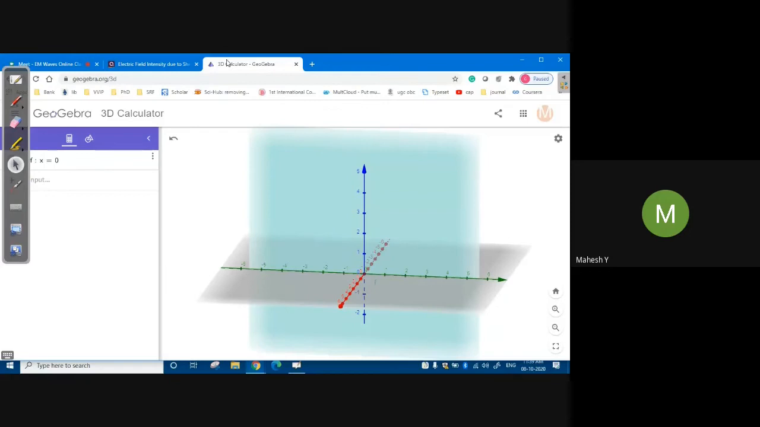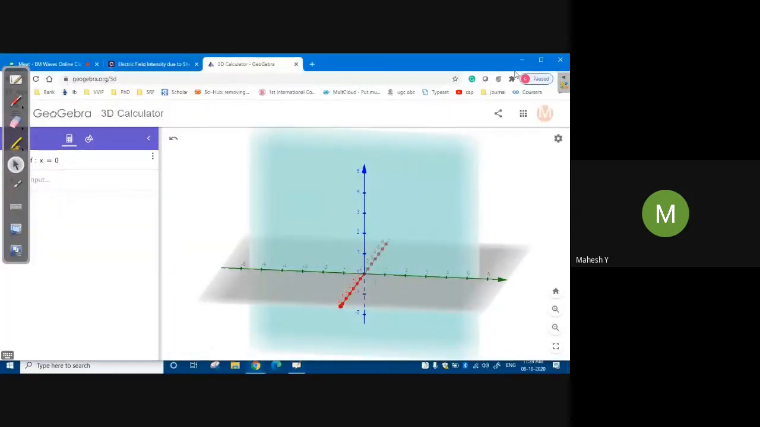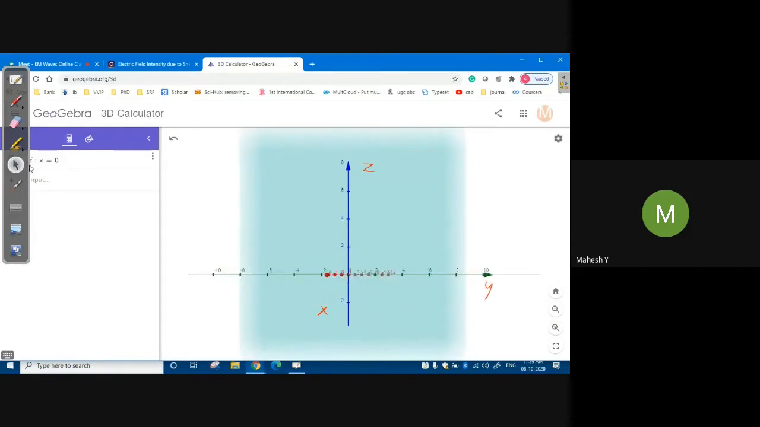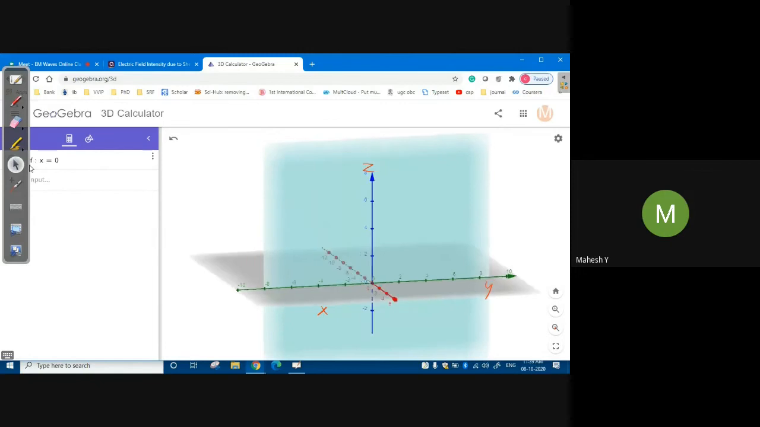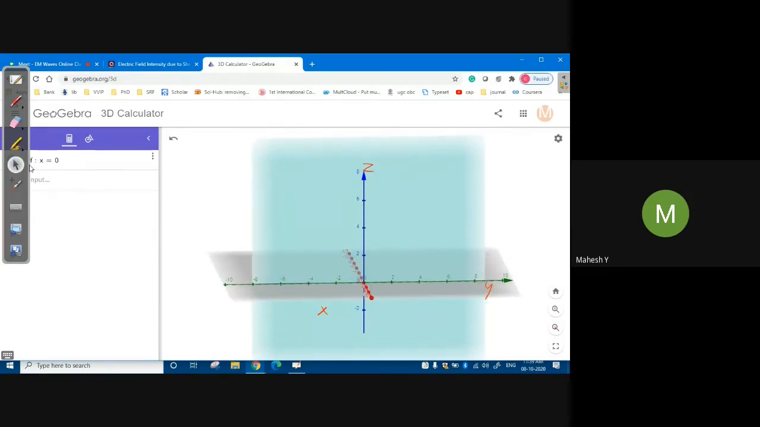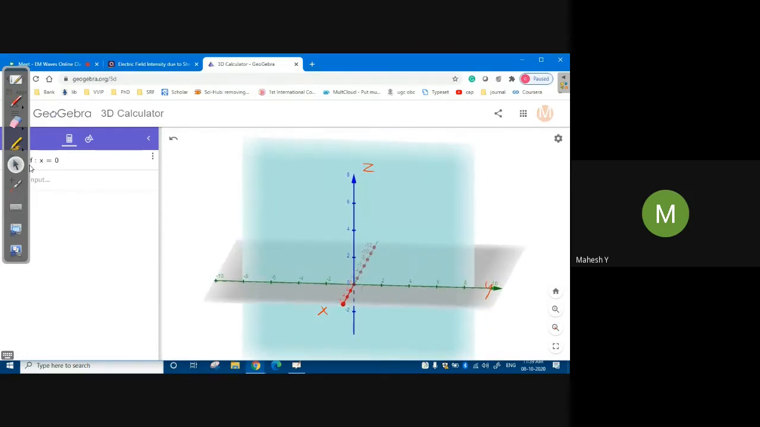So, you know, here this is the x-axis. This is the y-axis, and this is the z-axis. Now I'm considering a point here. Say consider a sheet of charge which has infinite area. It is not finite. It will have an infinite area. Okay. So can I get the total charge of this sheet?